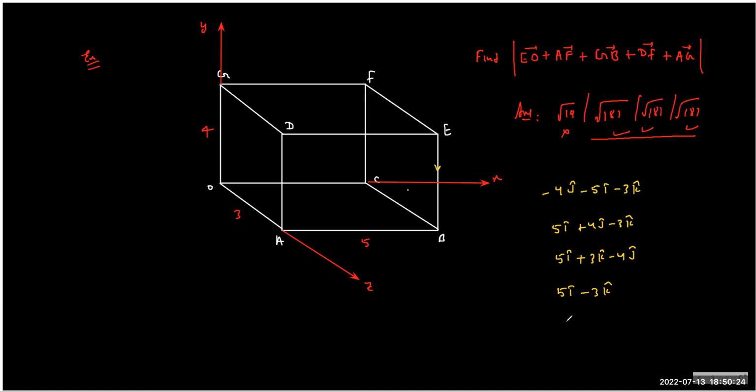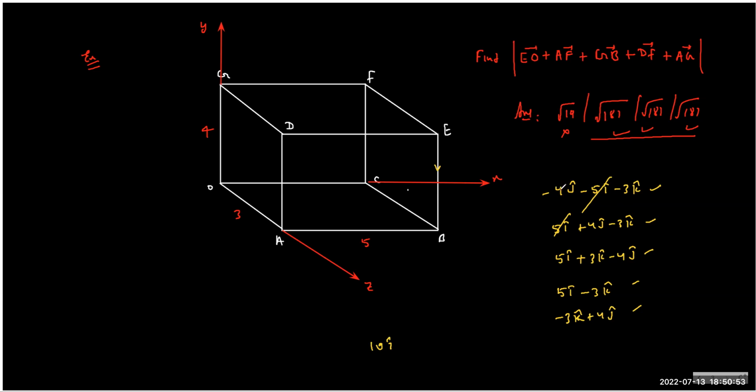DF is done. What is AG? That's easy. Minus 3K cap and 4J cap. Now tell me if you're doubting these values. Sir, no doubt. Then we're done. We can add all the I components. Just cancel anyway. So we are getting 10I, right? 10I because 5I and then 5I.